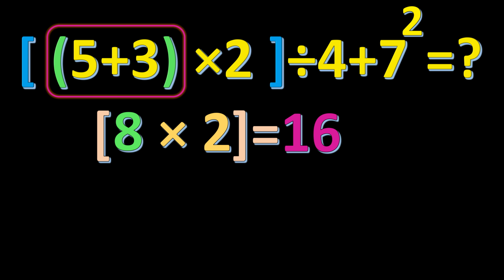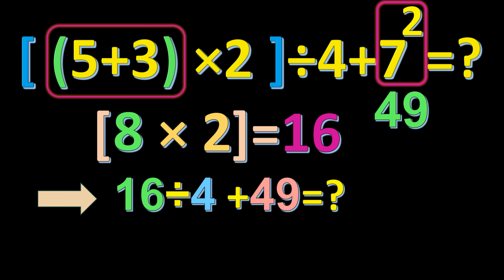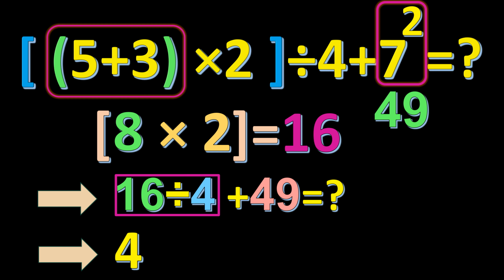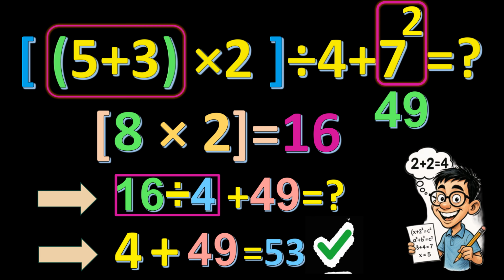After the parentheses, we move on to exponents. 7 squared equals 49. The expression now becomes 16 divided by 4 plus 49. Following PEMDAS, division takes priority over addition. So, 16 divided by 4 equals 4. Finally, 4 plus 49 equals 53.